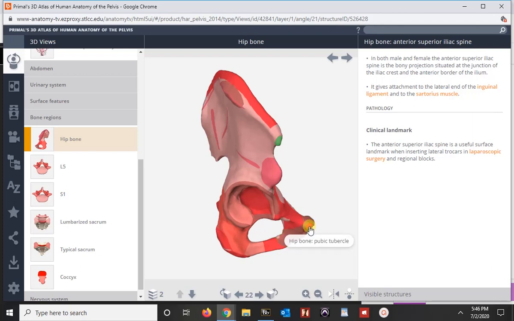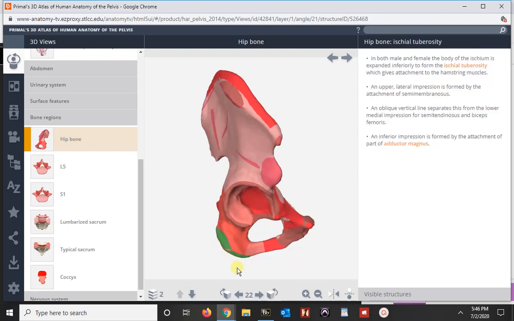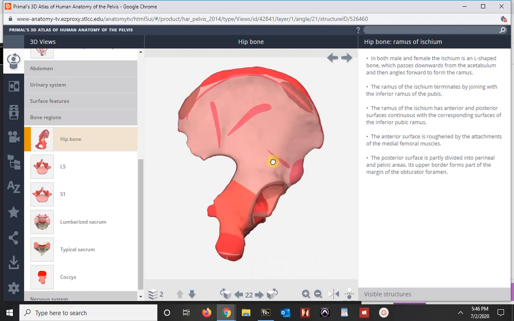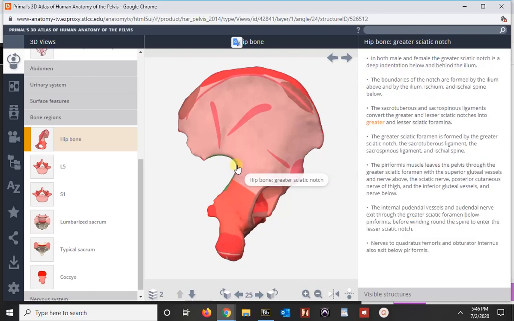This is the body of the pubis. This is the pubic tubercle. This is the ischial tuberosity right here. And that's what you sit on. And here's the back of it, just totally the back of it. So this would be your right pelvic bone, because the femur would go right in here in the acetabulum. And so here's the greater sciatic notch.